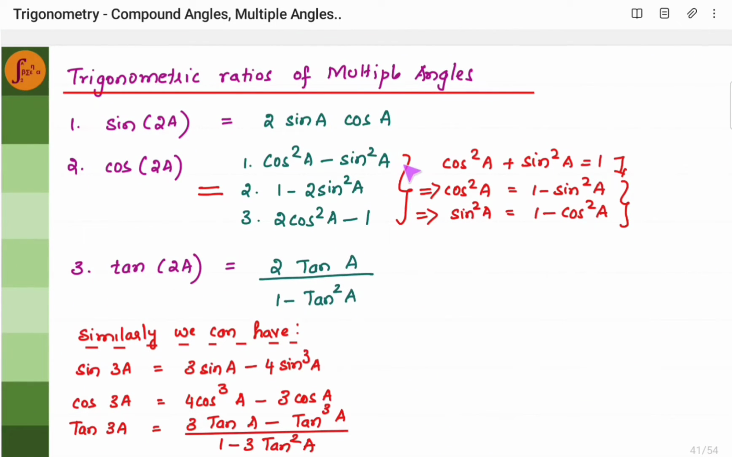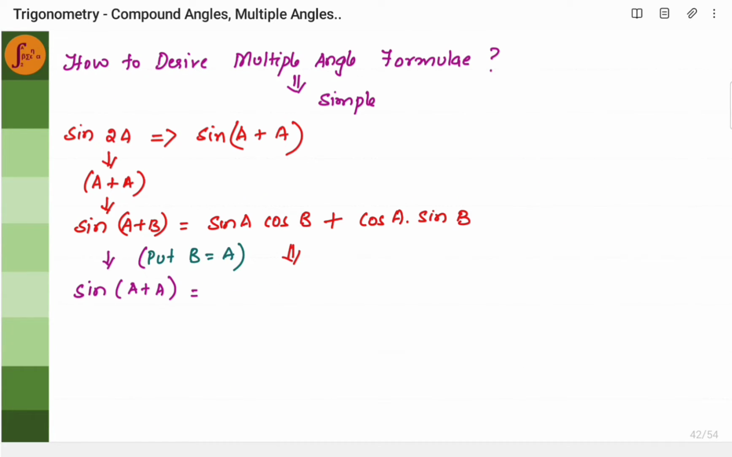It's always good to memorize. But there are times when we get confused or we forget. In such cases, we can always use the method of derivation to remember these formulas. Let's see how to derive the multiple angle formula. It is very simple. Sin 2A. Now what is sin 2A?